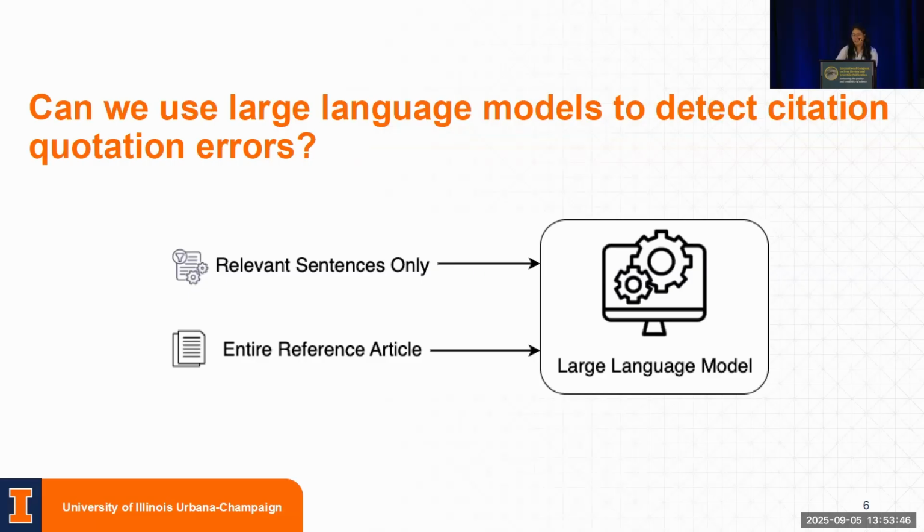Now, what information should we give it? Should we give it only some relevant sentences from the reference article, or can we even give it the entire reference article? Let's say we paste the citing statement and paste the entire reference article to ChatGPT. Well, is that good enough? Will that work?